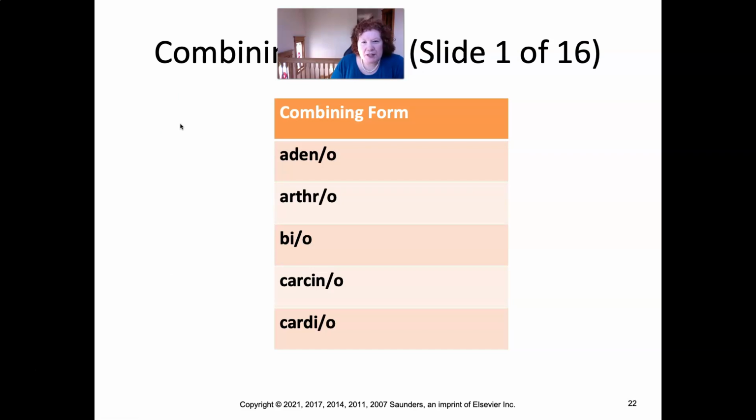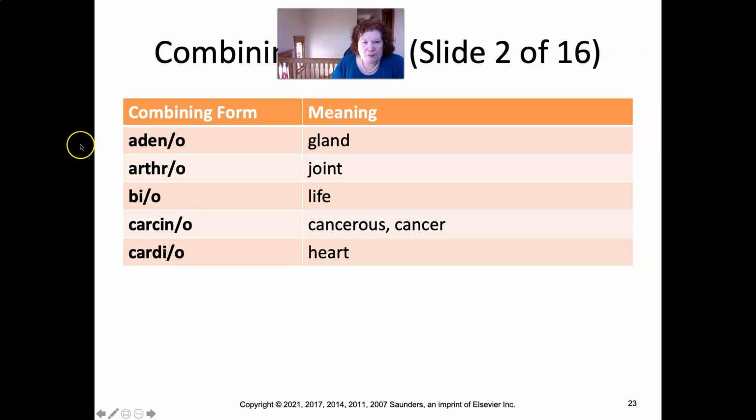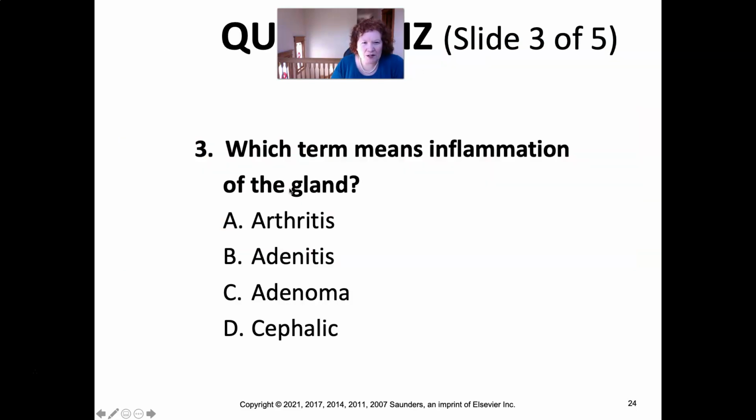All right, let's take a look at some combining forms you're going to see in this chapter. The combining forms and their meanings. And these are things that you're going to want to do flashcards on so that you remember. One thing that I will try and point out to you as we go through these videos is sometimes there is more than one combining form with the same meaning. So you may run across 2 or 3 combining forms that have the same meaning. So watch out for those. All right, let's move forward.